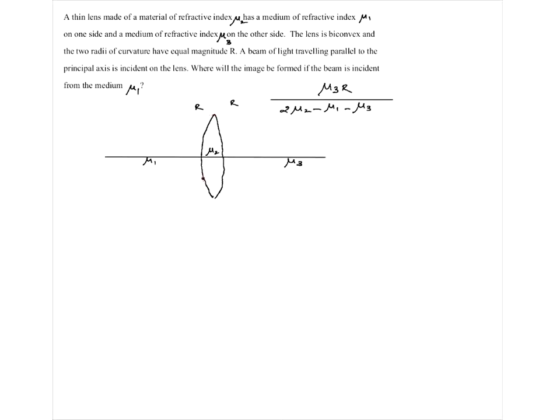So we go by the basics. This surface first. For that surface, I am going to apply the general result, which is mu2 by v minus mu1 by u equal to mu2 minus mu1 by R. Now, rays traveling parallel, so u is infinity. R is plus R. So I know V now.